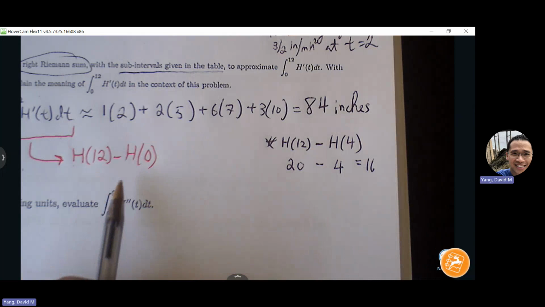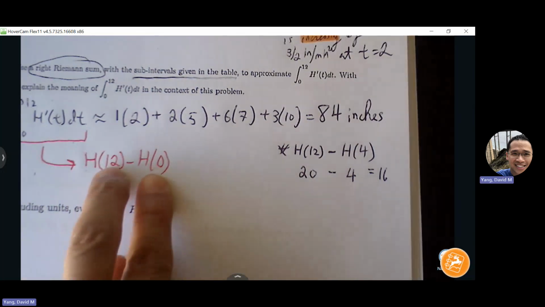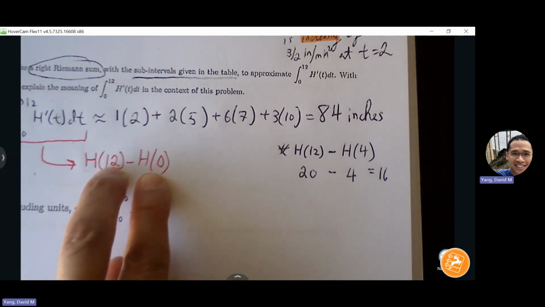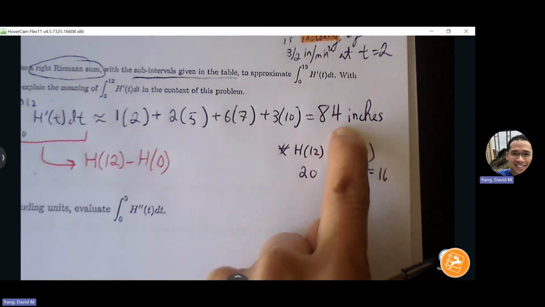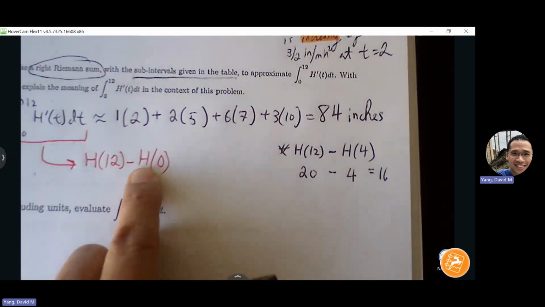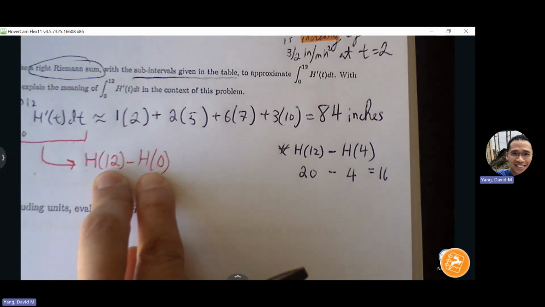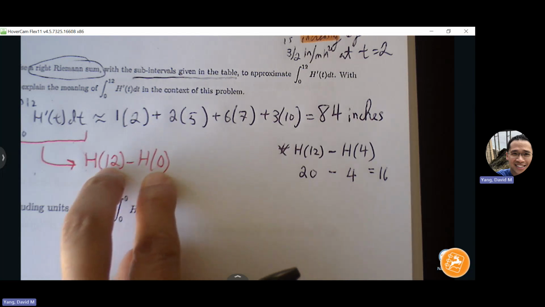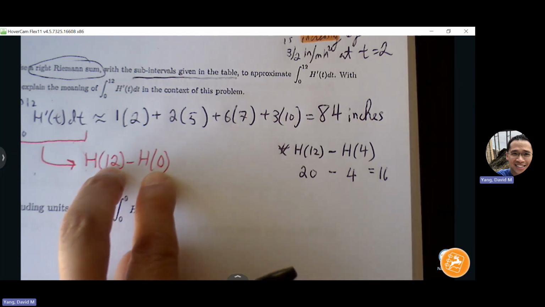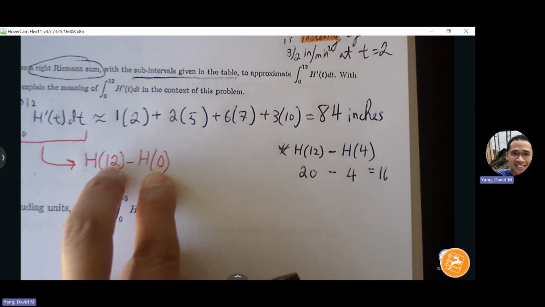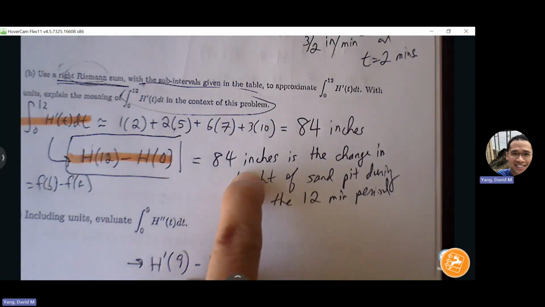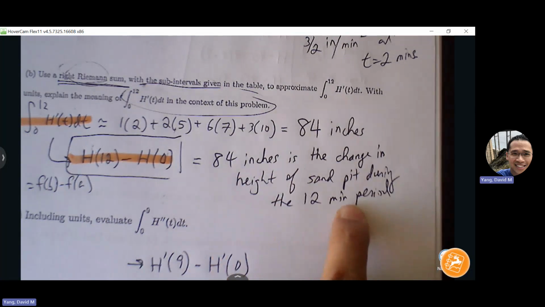Okay. I mean, it could be in this case that the height is h of 12 minus h of 0. It could be that it's exactly 84 inches, assuming that h of 0 is 0. But the clearer way of saying it is that this is the change in height or the change in units over that time period. Okay, so 84 inches is the change in height. This tells us that 84 inches has been added to the sand pit height between the 0 and the 12th minute.